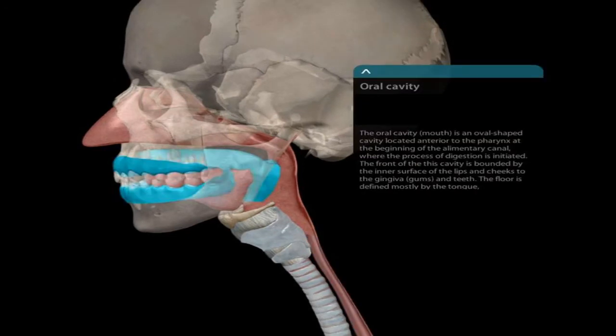The oral cavity, or mouth, is an oval-shaped cavity located anterior to the pharynx and the beginning of the alimentary canal, where the process of digestion is initiated. The front of this cavity is bounded by the inner surface of the lips and cheeks, the gums and teeth. The floor is defined mostly by the tongue.